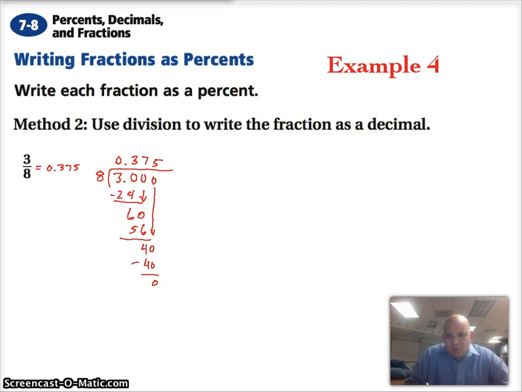Well, once again, we're going to use that method we learned in the previous example. We're just going to multiply by 100 or move the decimal place over two place values. 1, 2. Now, our percent is 37.5%.